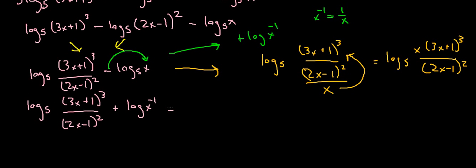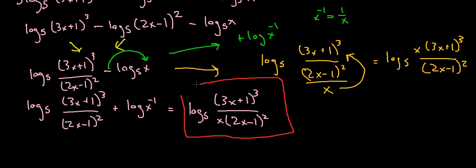And now I'm going to combine these, which is going to be x to the minus 1 times this term. So log base 5 of (3x plus 1) cubed over (2x minus 1) squared, and x to the minus first is the same as this. This times this term is just going to leave an x in the denominator, which is the correct answer. So this is the correct answer. So now it's easier to see when there is a subtraction like this, subtracting a log, when there's already a division taking place, this x just gets added underneath the divisor.